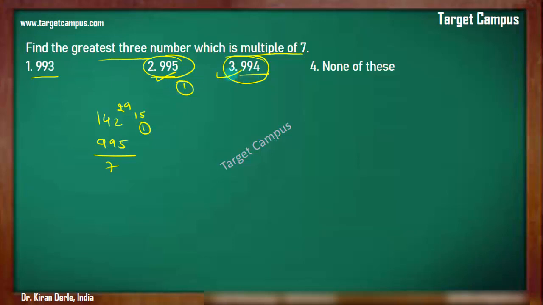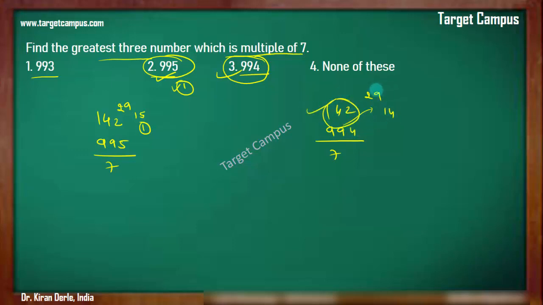That means 994 is divisible, but 995 gives us an extra 1. So this must be divisible. No need to divide this, but here we'll just cross verify this. 7 1 7, so this becomes 29. This becomes 29. So 7 4 29. What remains? Carry over 1. So 4 7 2 is this.